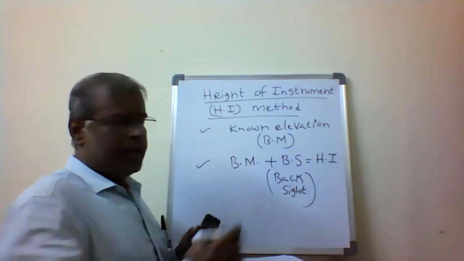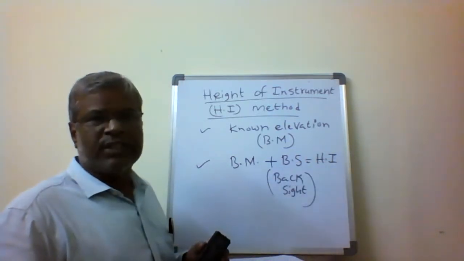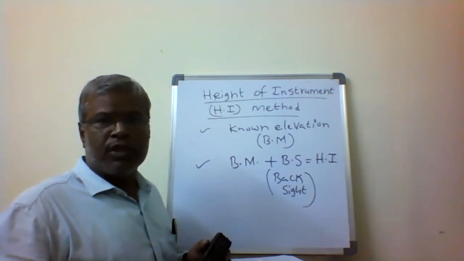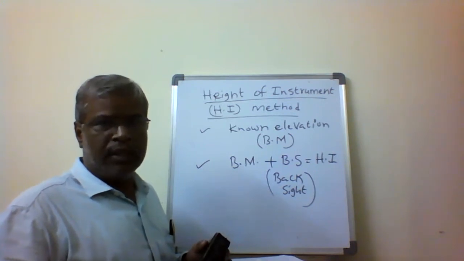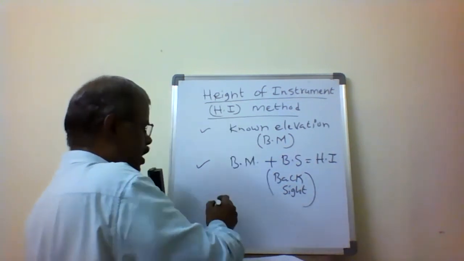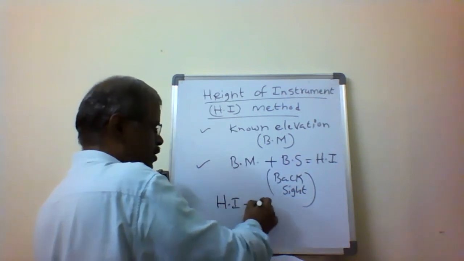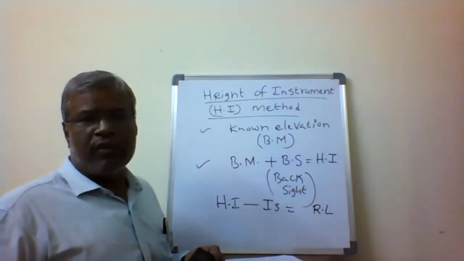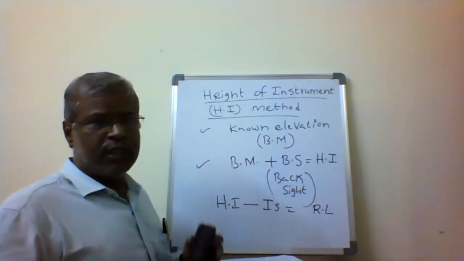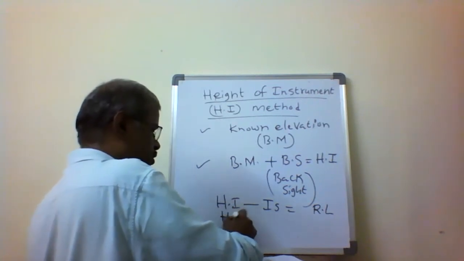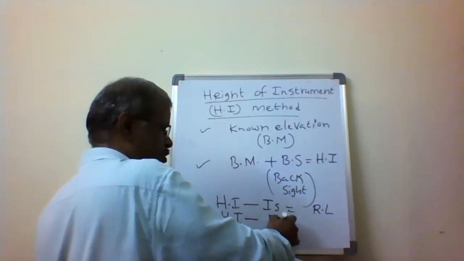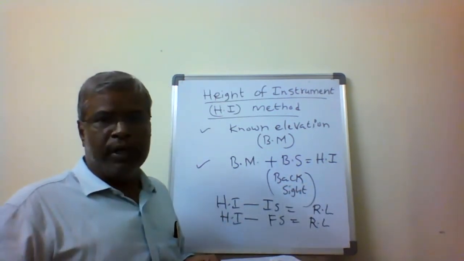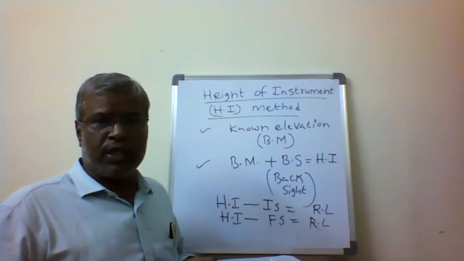Backside reading. Then we are going to get the height of instrument for one setup of the instrument. However many times we shift the instrument, that many heights of instrument we are going to get. Once you know the height of instrument, minus intermediate sight, we are able to get the reduced level or elevation of that point. Similarly, height of the instrument minus foresight gives the reduced level of the point. This we are going to call the height of instrument method.